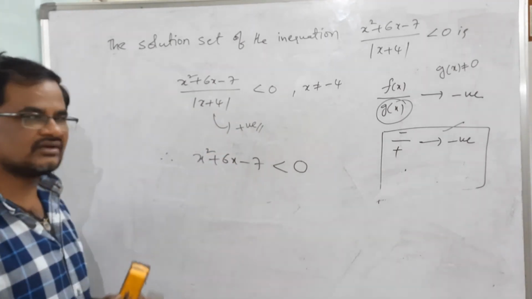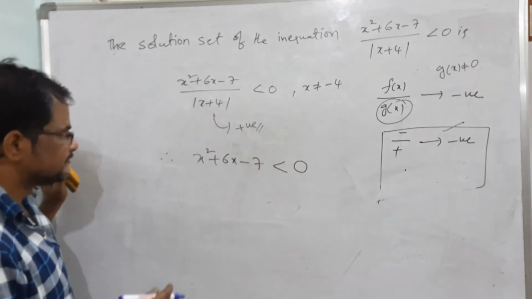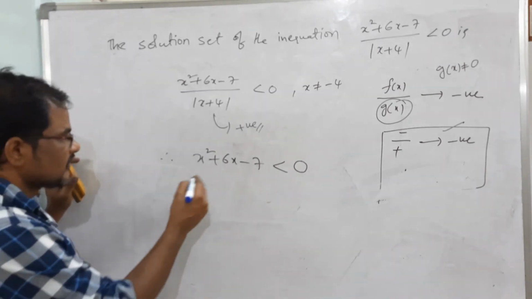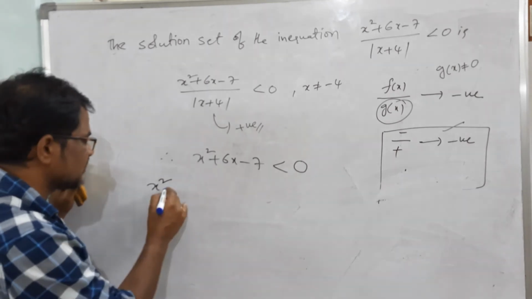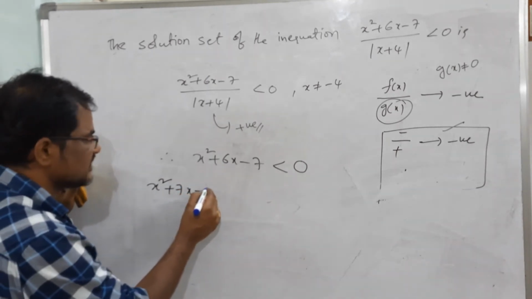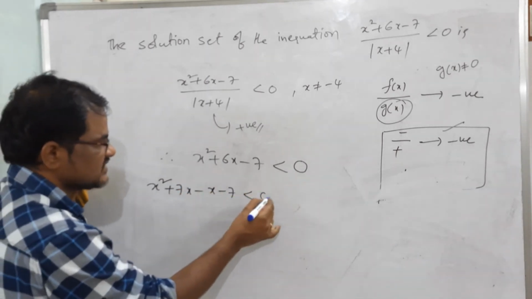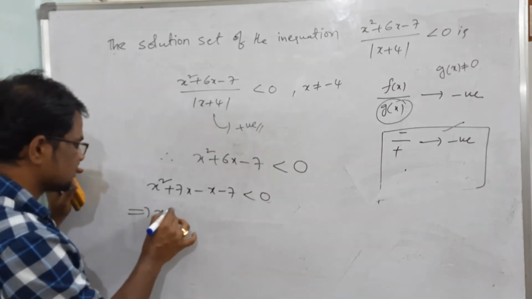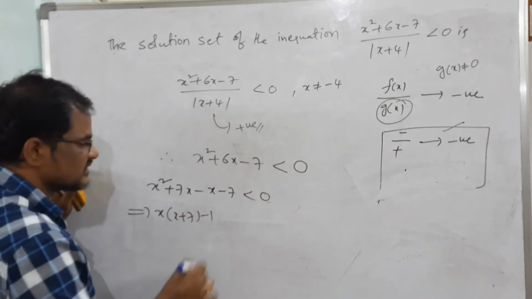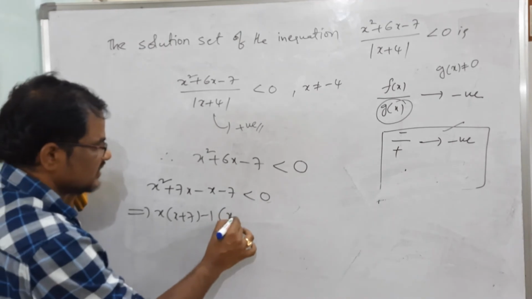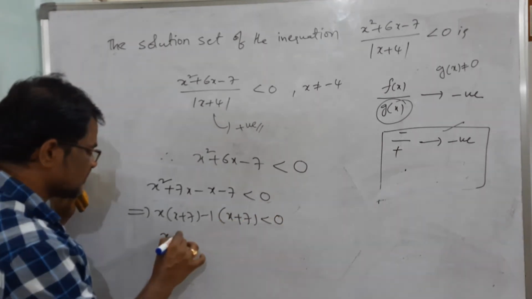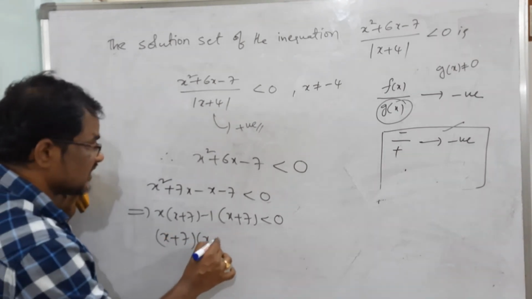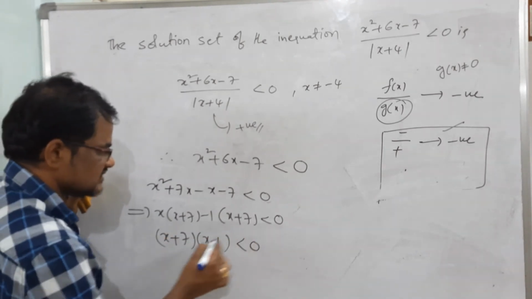Now after that what we have to do, listen carefully. Take the factors of x square plus 7x minus x minus 7 less than 0. That implies x into x plus 7 minus 1 into x plus 7 less than 0. So x plus 7 is common, and what is remaining? x minus 1 less than 0.